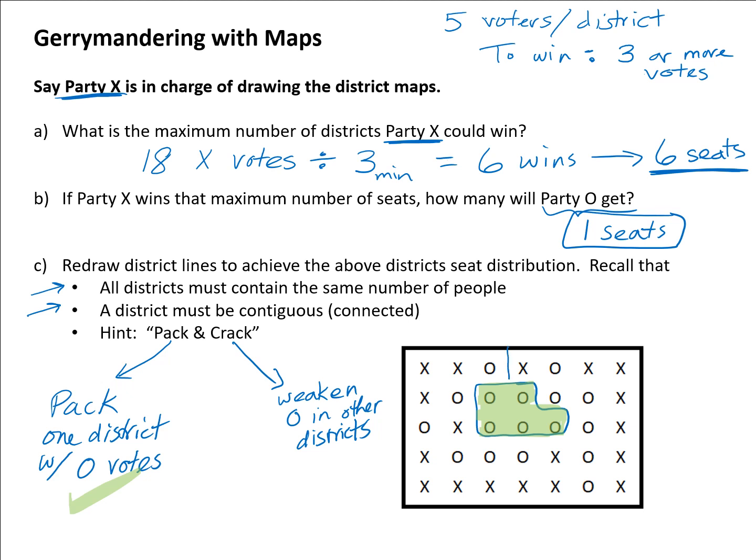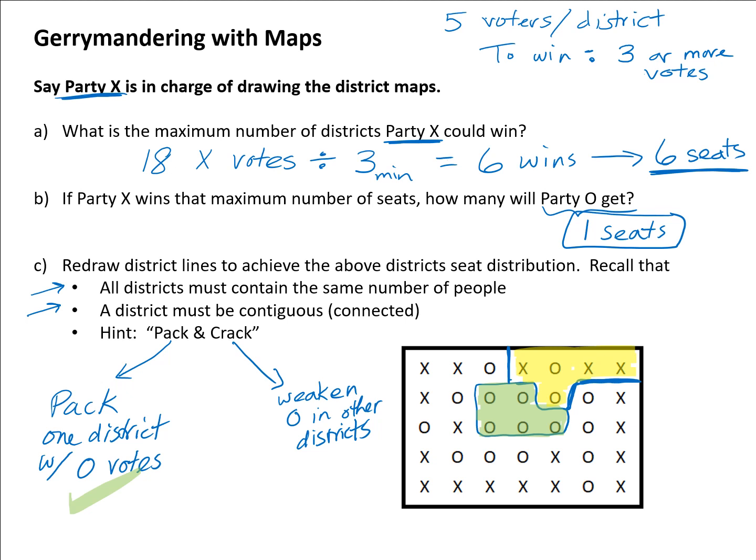So I'm going to start with a line up the center here, and I'm going to move to the right, and I'm going to include 2 O votes as I go across. I see 2 O votes there, and I would need to then have 5, so I have to continue from this X and these 2 O's, I need 2 more X's, and that would make that district go to Party X. So I have 2 O's and 3 X's, which means that is won by Party X.